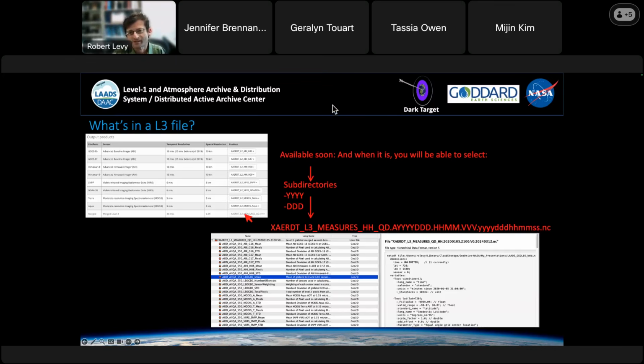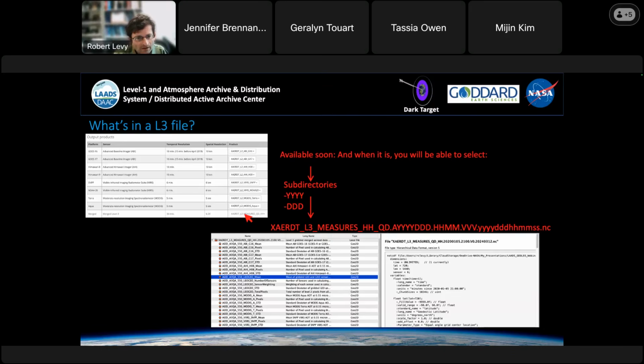And I just saw a thing pop up on my screen. Why not HDF? It's just over the years, NetCDF is the more modern format for doing this kind of work. And so most of our files will be in NetCDF.